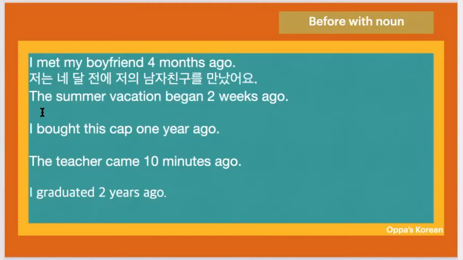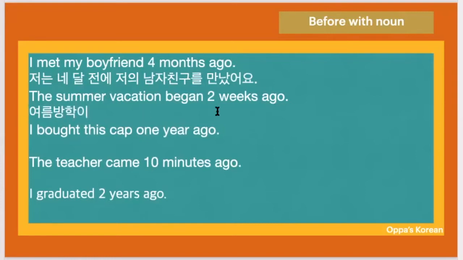Second sentence, the summer vacation began 2 weeks ago. The summer vacation, 여름 방학이, 2 weeks ago, 2 weeks, 2주. 2 weeks, a noun, right? And ago, 2주, noun plus ago, 2주 전에. Began, to begin, 시작하다, past tense, 시작했어요.